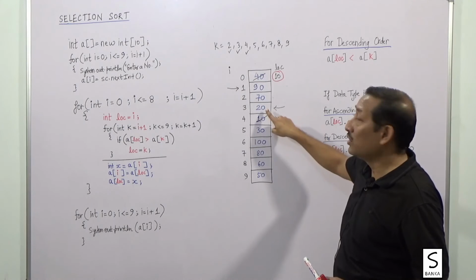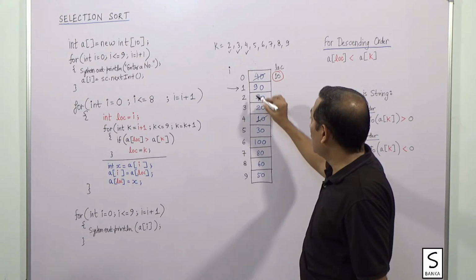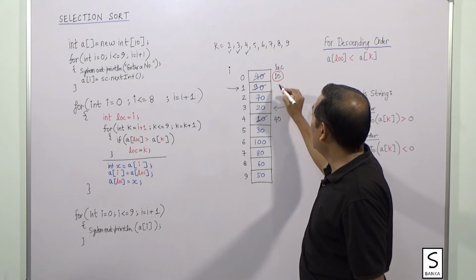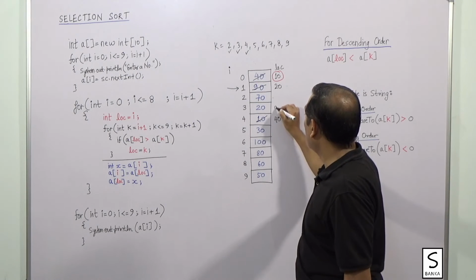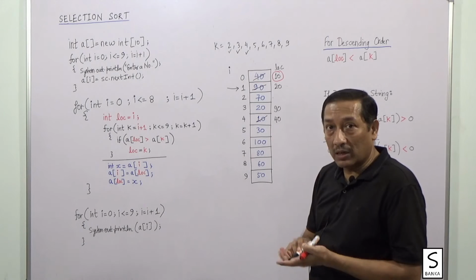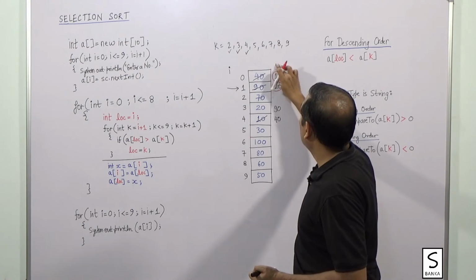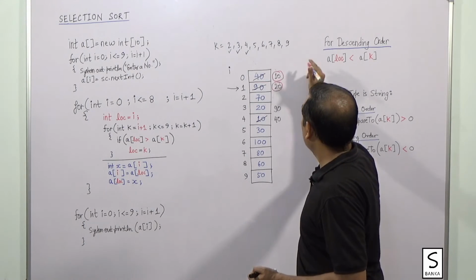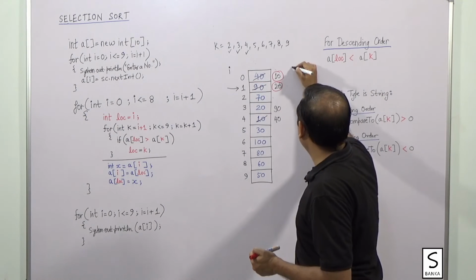and LOC contains 3. Hence what will happen is A1 and A3 will swap, and this location will now contain 20 and this will now contain 90. And we will observe that one more data has found its actual location. We will take one more round so that you can understand what is happening here.